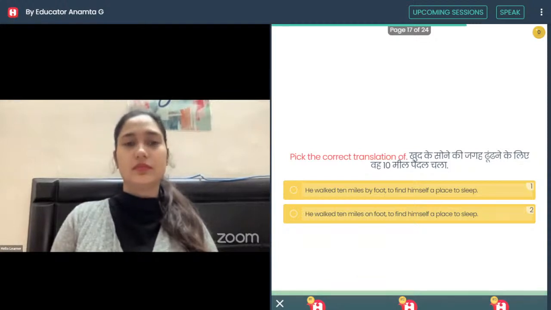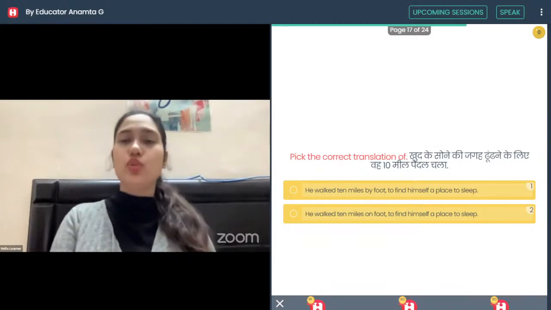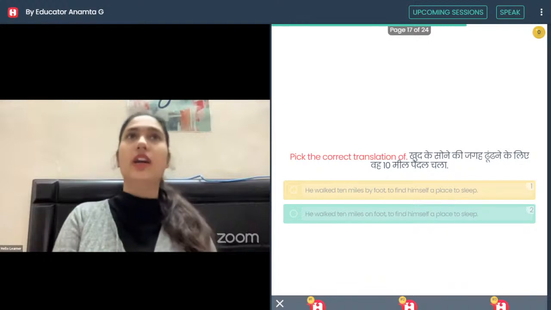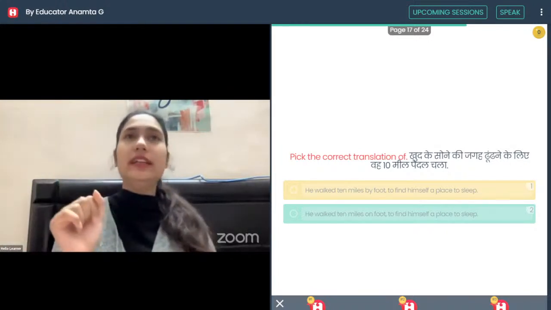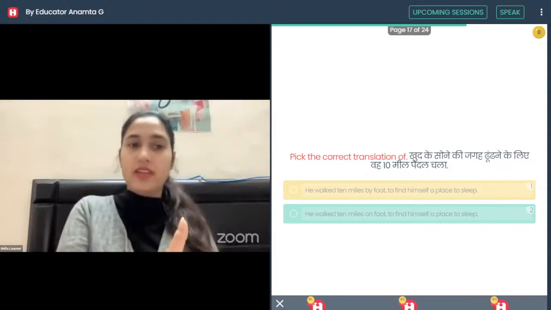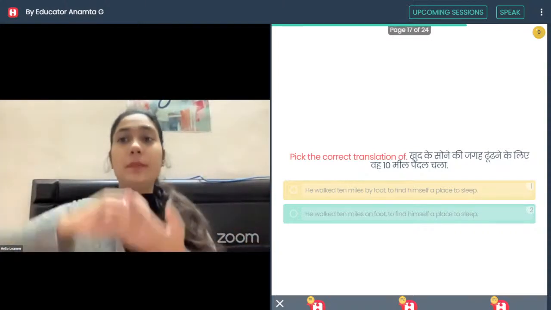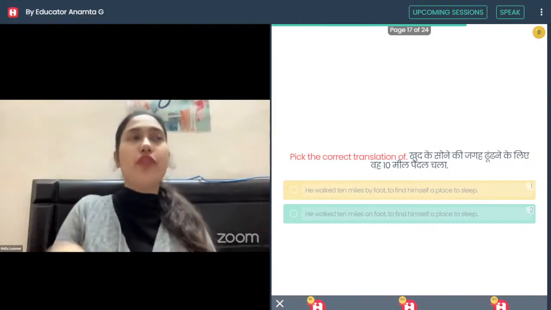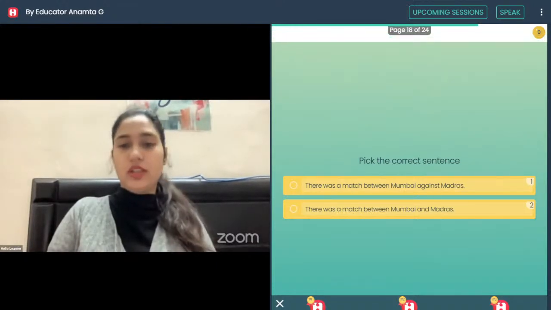He walked 10 miles on foot to find himself a place to sleep. Yes. So guys, by we use in place of through. For example, by the car, by the bus means through. But with foot, we don't need to put by with this word, because हम पैरों पर चलकर कहीं जाते हैं. Right? पैरों से कहीं नहीं जाते. So on foot is the right answer. He walked 10 miles on foot, not by foot. Okay.